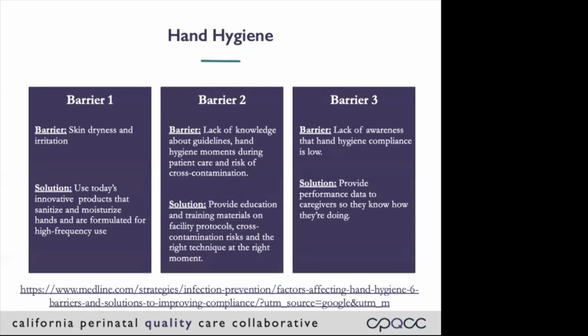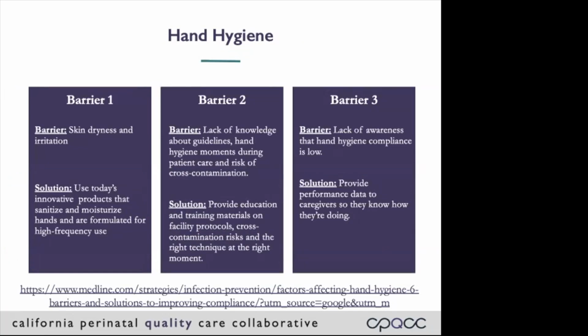So what are the barriers? Well, the first barrier is skin dryness and irritation. When we did the first toolkit, we weren't aware of some of this, but now a lot of the products that are out there are better made, and you can use products that will help with that dryness and irritation so that people will wash their hands.